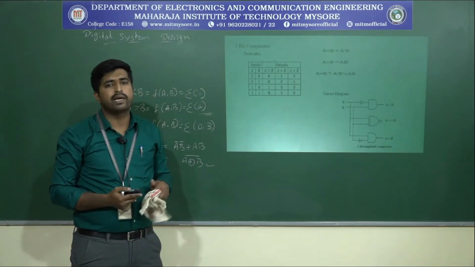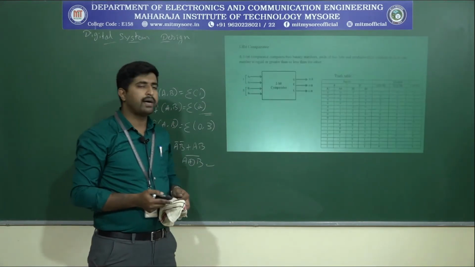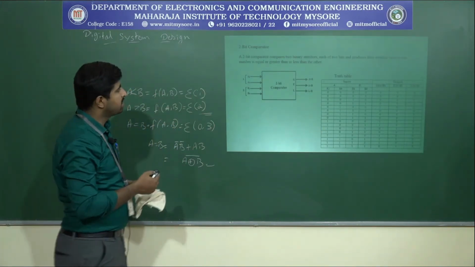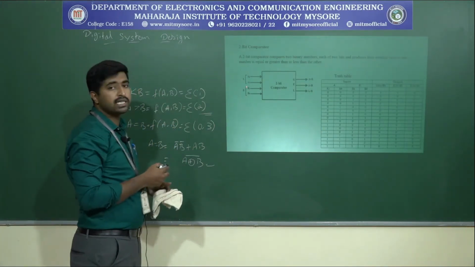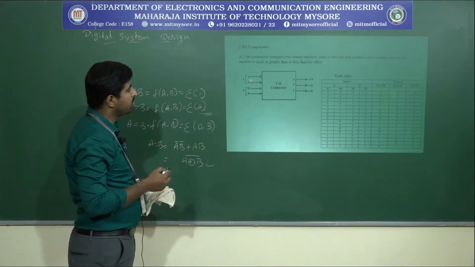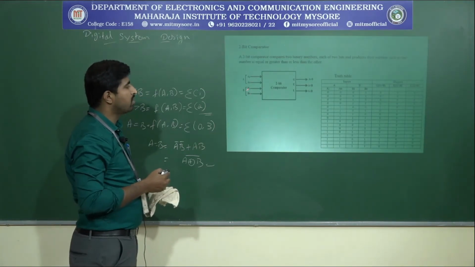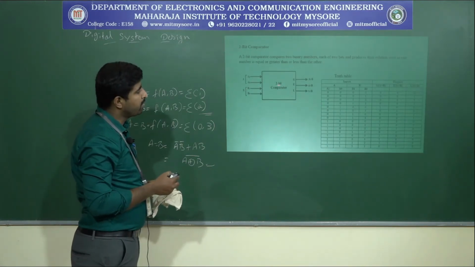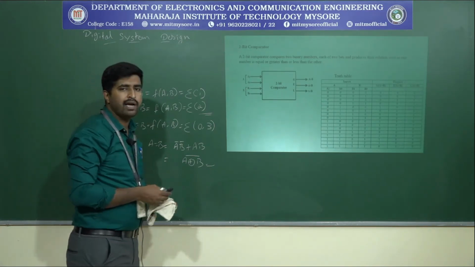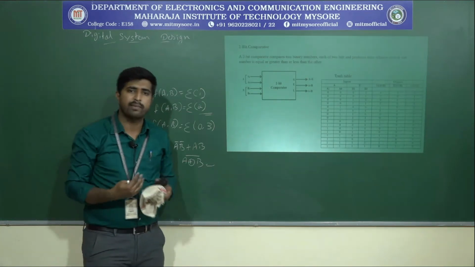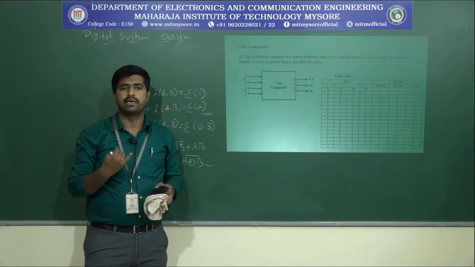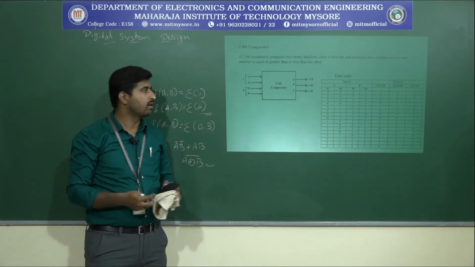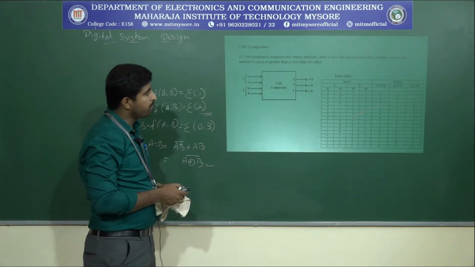Let's see the 2 bit comparator. 2 bit comparator means we have 2 bits. Here A and B are each 2 bits: A1 A0, similarly B1 B0. These are the input bits and will be connected to the 2 bit comparator, and the output will always be 3, because when you have a comparison, only 3 outcomes are possible: A greater than B, A lesser than B, or A equals B. So this is the truth table.